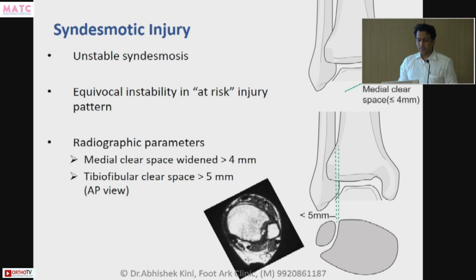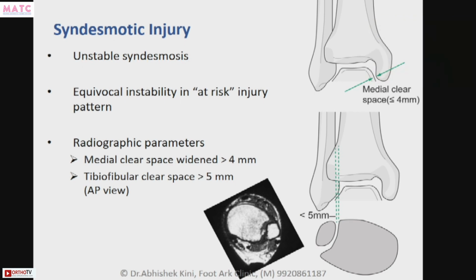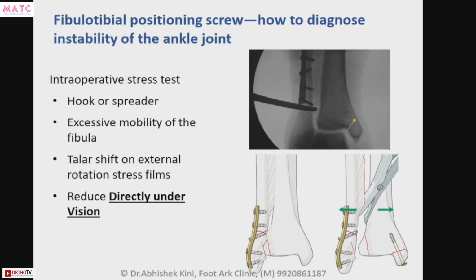They are unstable injuries, they are equivocal or at risk injury patterns, and radiographically you can watch for the medial clear space of more than 4 millimeters or the tibiofibular clear space of more than 5 millimeters in an AP view. That's how we look at it. How do you test it? How do you diagnose an instability of an ankle joint? Intraoperatively, you can do the hook test, but again, there are a lot of controversies in syndesmosis.